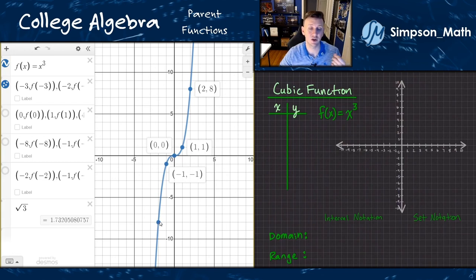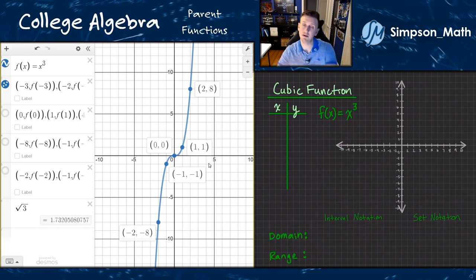If I cube a negative, it stays negative. So negative 1 cubed is negative 1, and negative 2 cubed is negative 8. Notice it has the same numbers, they're just negative now. Like the square, it was just flipped over. These are the same numbers, but they're just spun down, because negatives cubed stay negative.